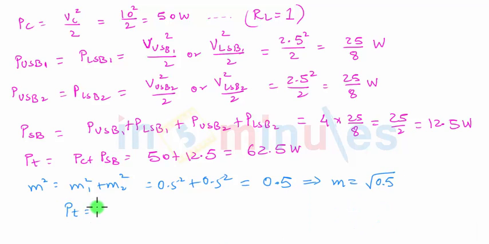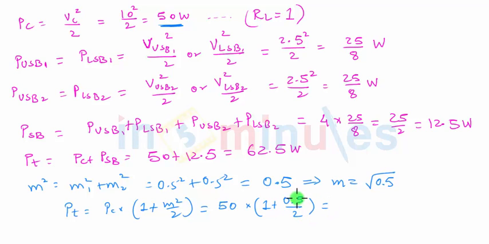So now I can find the total power as carrier power into 1 plus M square by 2. Carrier power was already available from its carrier amplitude, so that was 50 into 1 plus M square, which is directly equal to 0.5, so 0.5 by 2, and this will be 1 by 4. 1 plus 1 by 4 will be 5 by 4 into 50, and 5 by 4 into 50 will give you the total power of 62.5 watts. And once you get the total power, then you can always find the total sideband power also, which will be PT minus PC, and that will be 62.5 minus 50, and that is 12.5 watts.